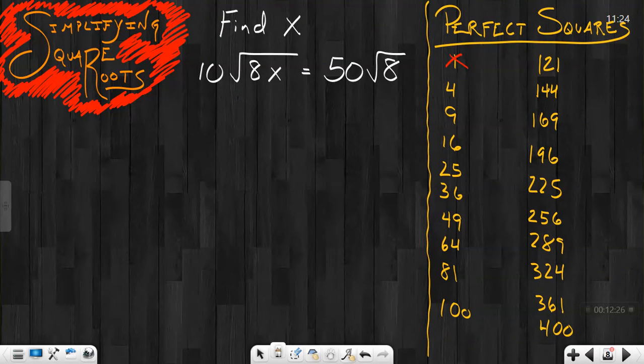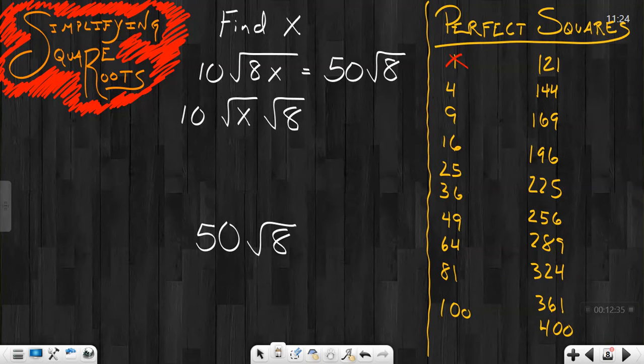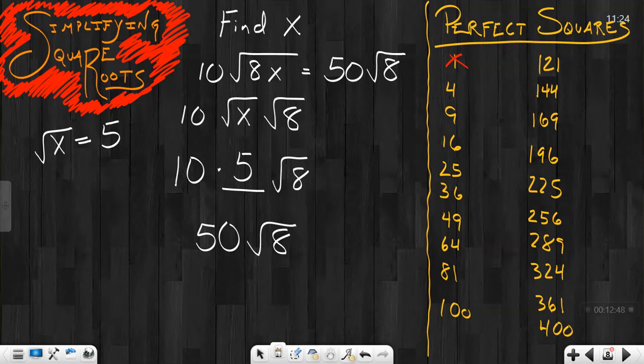All right, let's take a look at this one here. So again, I've got 50 root 8. And I want to know 10 times root x times root 8 gets me down to 50 root 8. So 10 times some unknown number times root 8 gets me there. Well, what times 10 is 50? 10 times 5 is 50. Therefore, the square root of x must equal 5. All right, because this becomes that. And we see 25 works. The square root of 25 is 5, so x must be 25.